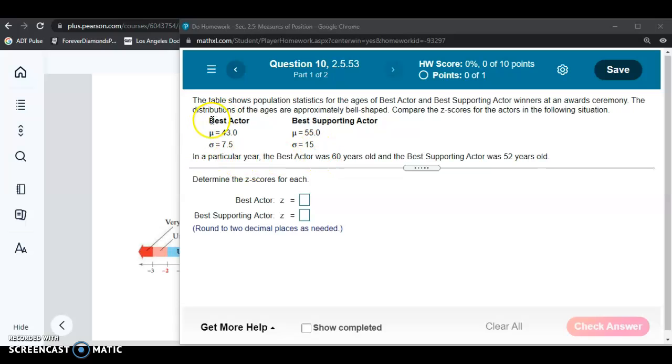What this problem is showing you is the mean age and the standard deviation of the ages for winners who won Best Actor. Likewise, you've got the same information for Best Supporting Actors: the mean age along with the standard deviation of those ages. In a particular year, the Best Actor was 60 years old, and the Best Supporting Actor was 52 years old. We're supposed to use this information to determine the z-scores of each.